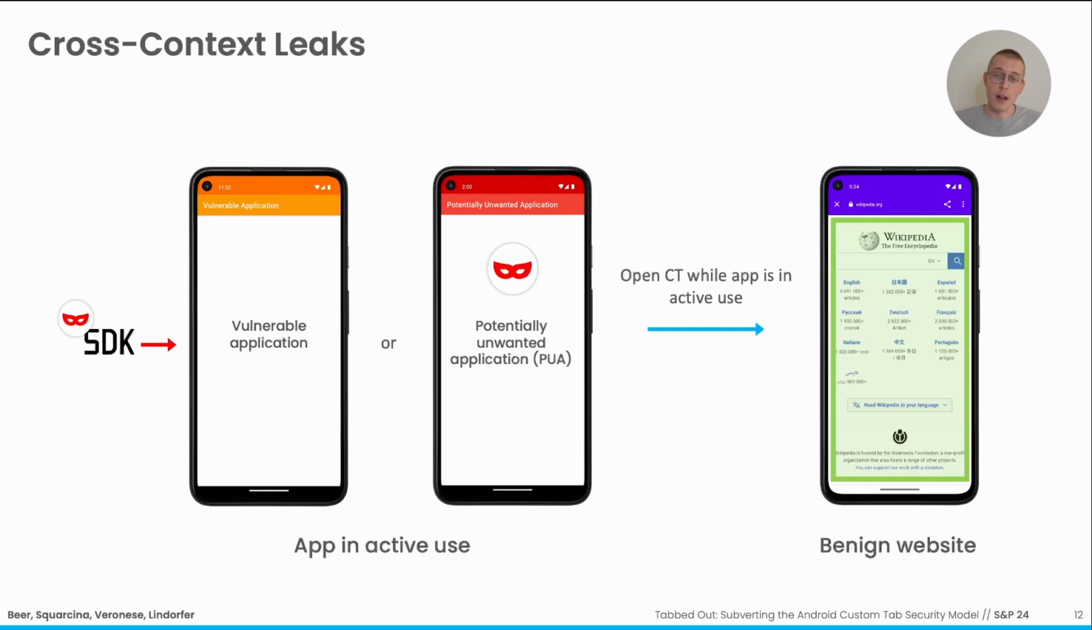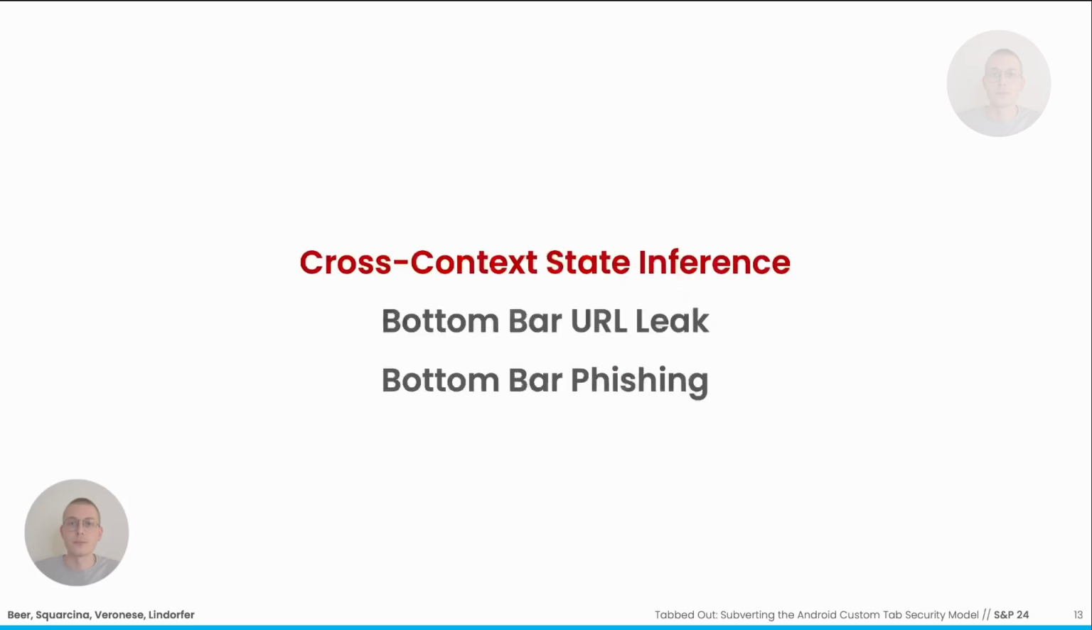So a cross-context leak is very similar to a cross-site leak, and in case you're not familiar with a cross-site leak, a cross-site leak basically allows to leak content across sites in the web. And in a cross-context leak, we don't leak content across sites, but we leak content across contexts. So the goal of a potentially unwanted application is to leak information from the website, that means from the web context to the application context.